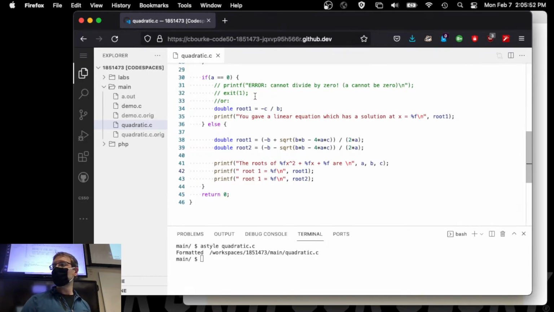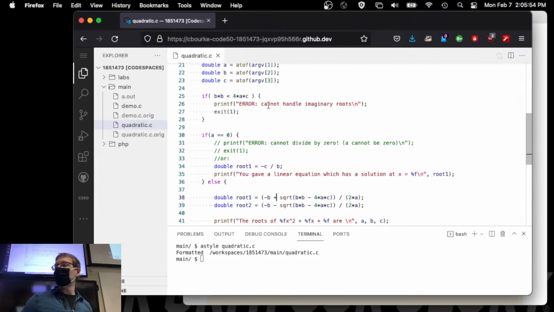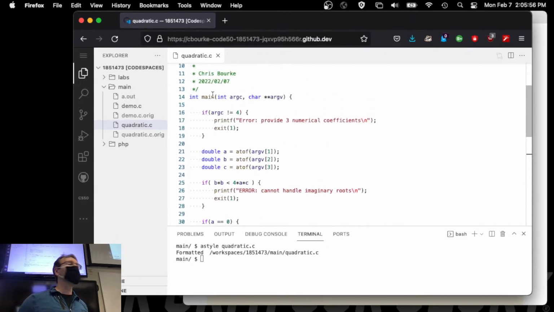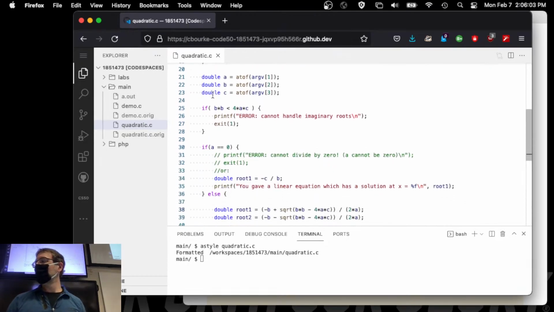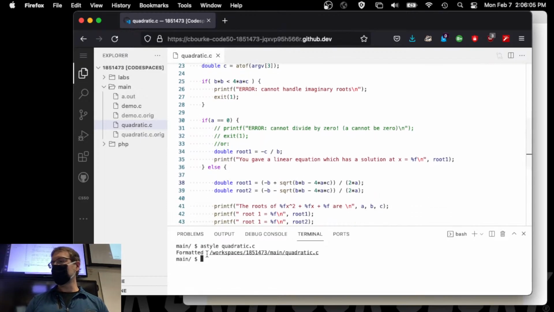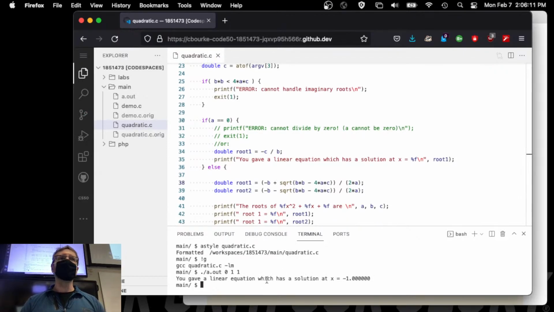And what's the difference between return 0 and exit 0? In the context of main, nothing. One is a function, one is part of the language. Right. Let's go ahead and try this out again. Recompile it and run it. You gave a linear equation which has a solution at that. Is that the solution? Yes, it is. Pretty sure.